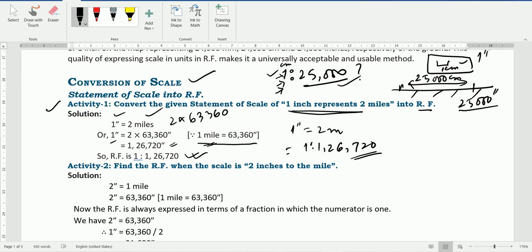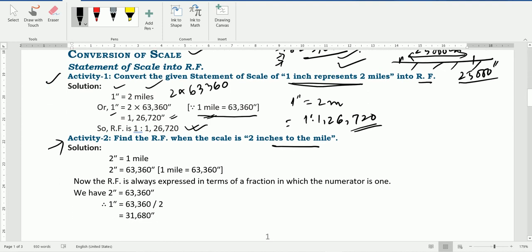Then we have another activity. Activity 2: find the RF when the scale is 2 inches to the mile. This is the case of a large scale; the first one was the case of a small scale. Here 2 inches is equal to 1 mile, which implies that 2 inches is equal to 63,360, because 1 mile is equal to 63,360.